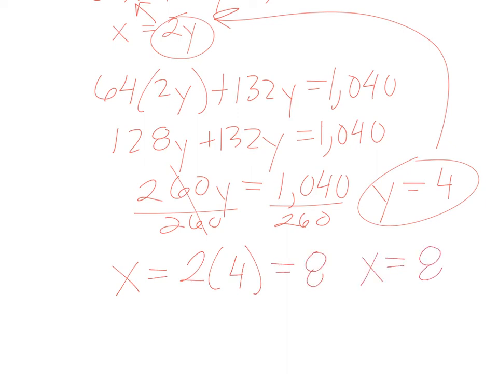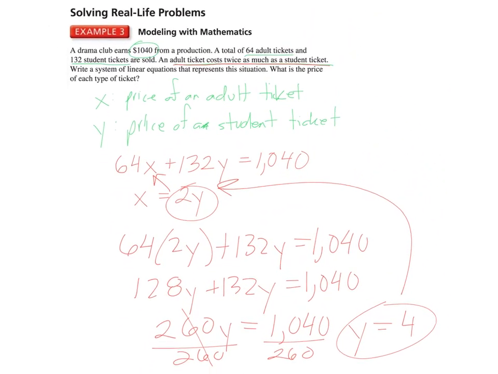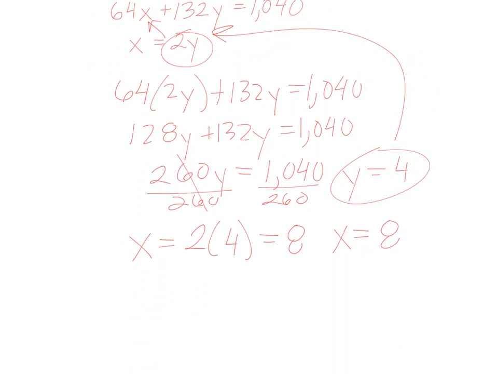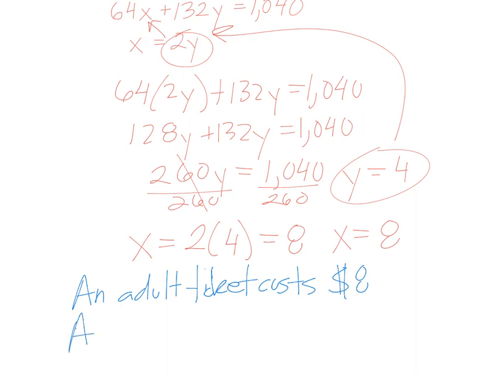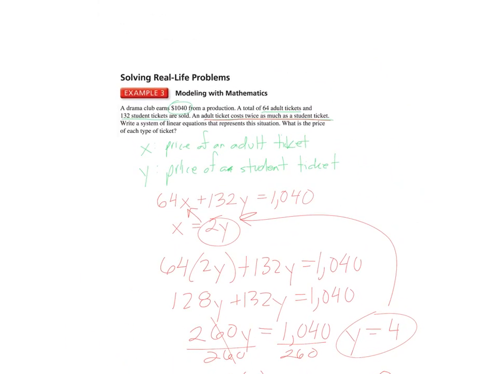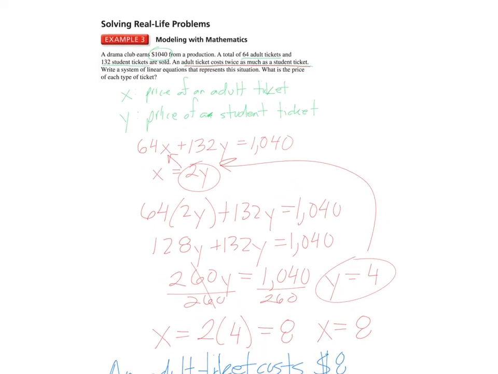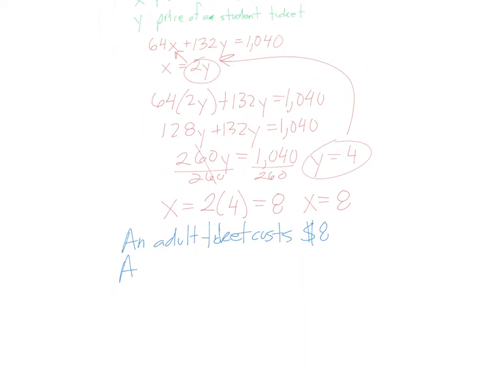All right, so let's answer the question now. What is the price of each type of ticket? So you'd say an adult ticket costs $8, and a student ticket costs $4. All right, that's all there is to it.